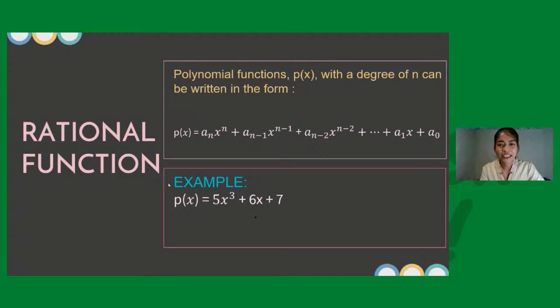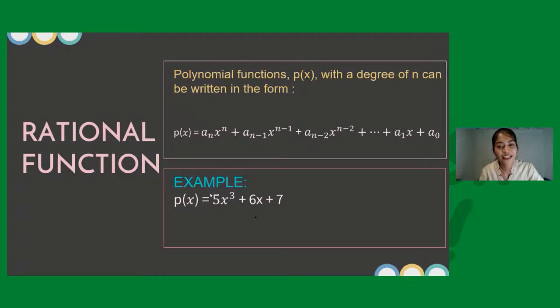In our example, you'll see here a sub n as the coefficients, and yung x will be our variable, and its exponent is given by n minus 1, and so on. Okay, so for this example, this is actually a function of degree 3. So how do we know what degree of polynomial function we are dealing with? It is by looking at the leading term.